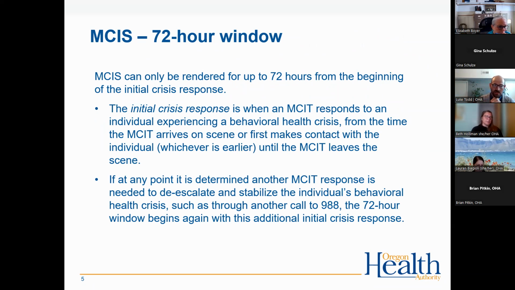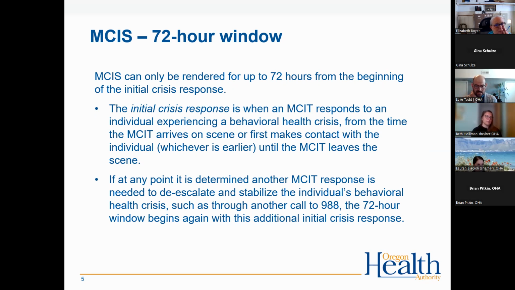We define initial crisis response as when an MCIT responds to an individual experiencing a behavioral health crisis, from the time the MCIT arrives on scene or first makes contact with the individual, whichever is earlier, until the MCIT leaves the scene. That time period is the initial crisis response, and the 72-hour window starts when that initial response begins.